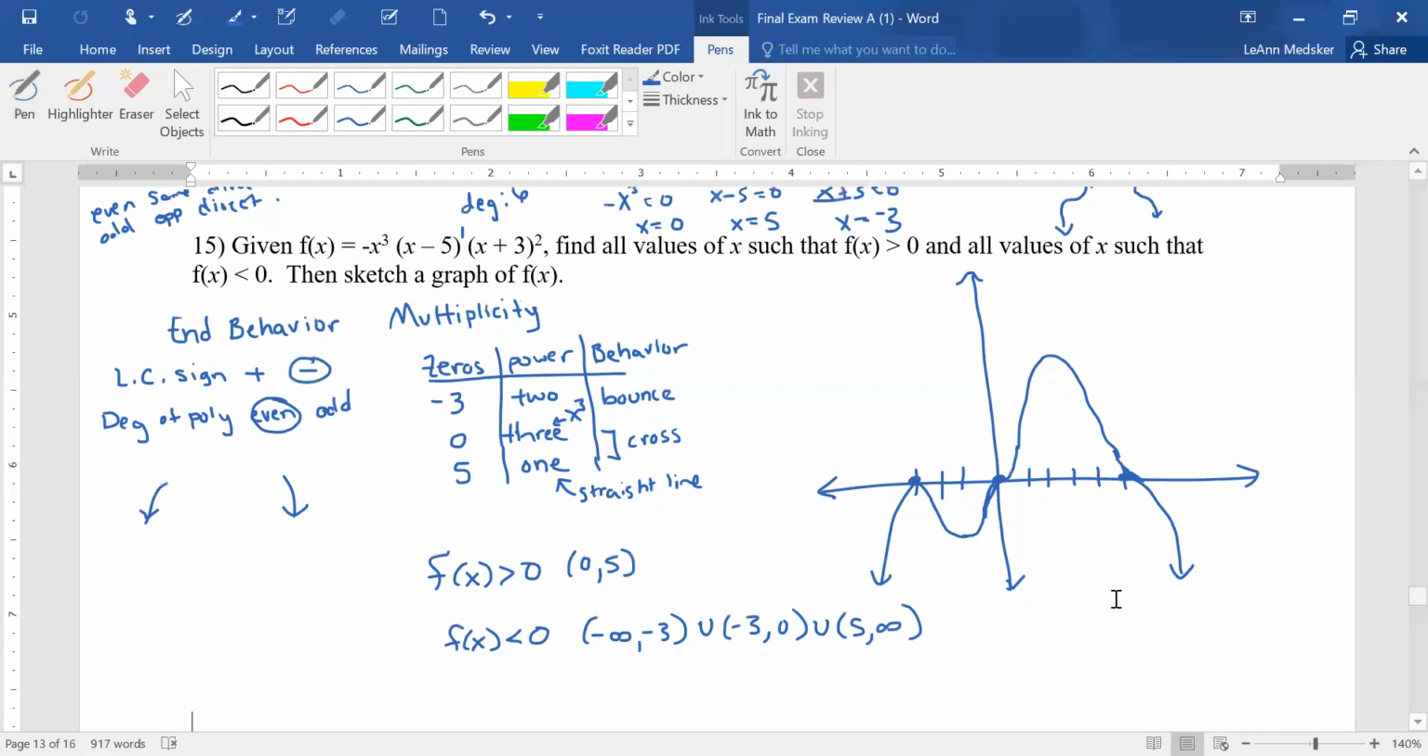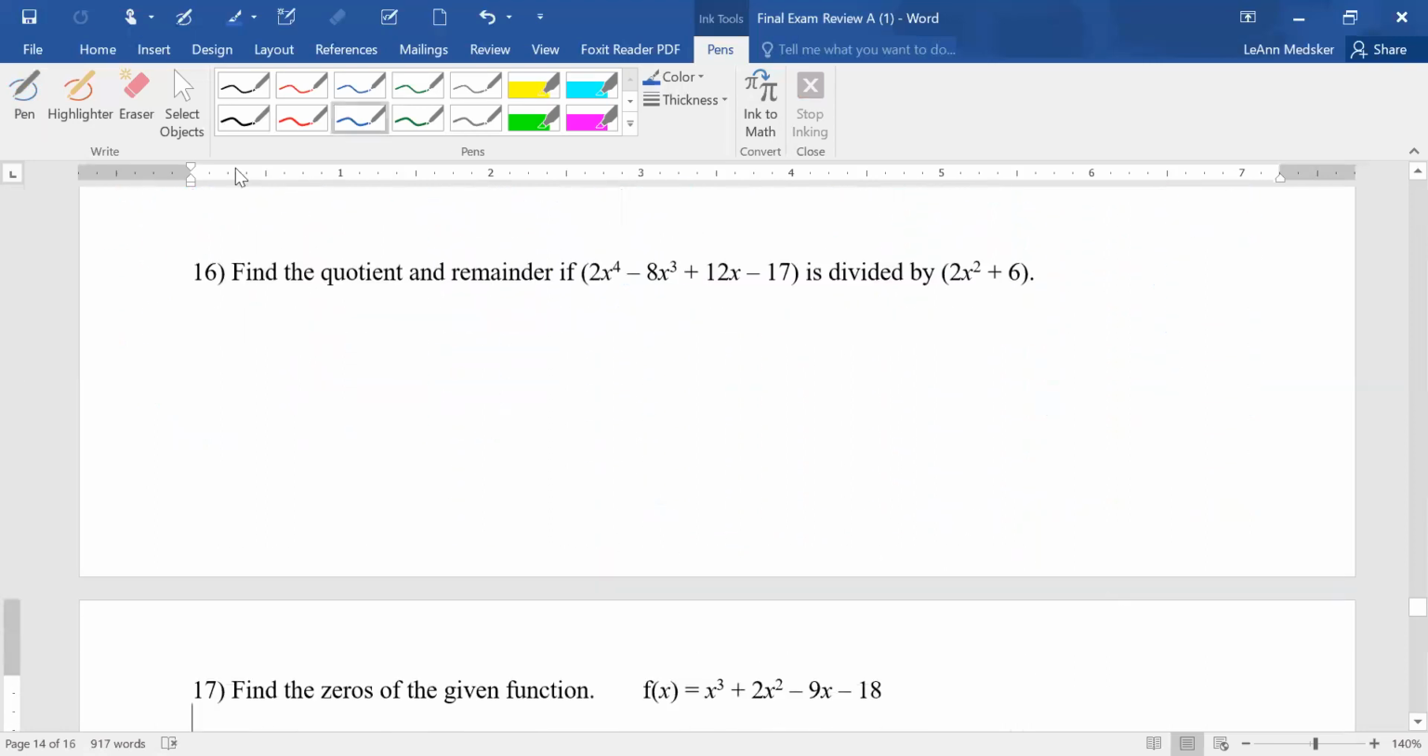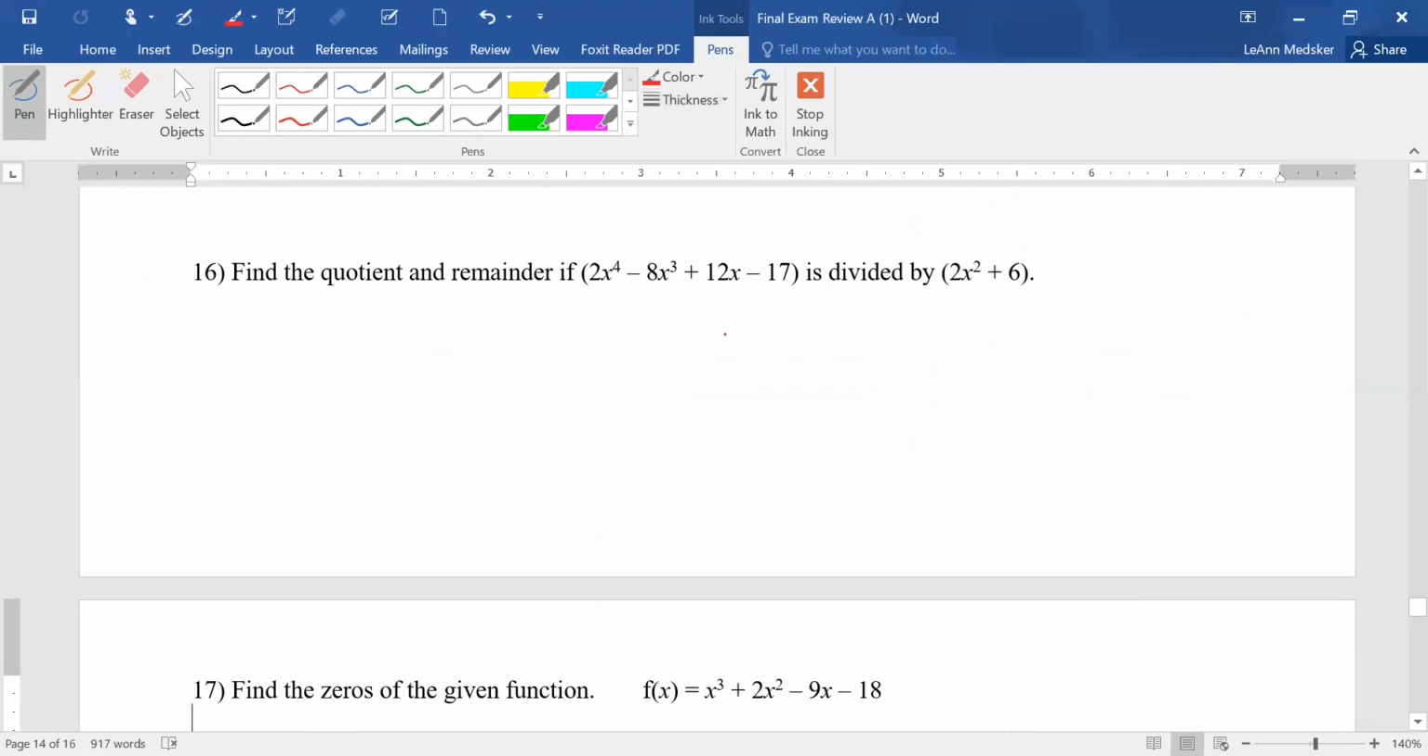Okay, so moving on to number 16, it says find the quotient and the remainder if 2x to the fourth minus 8x to the third plus 12x minus 17 is divided by 2x squared plus 6. Now, if we had divided this by 2x plus 6, because it would have been an x to the first, then you could have used synthetic division. But you cannot use synthetic division when you're dividing by something that is higher than an x to the first power. So we have to use our friend long division.